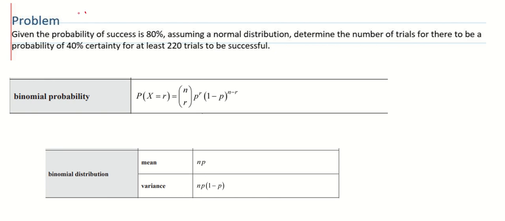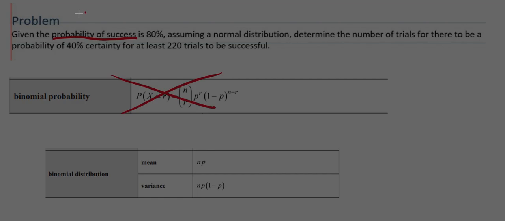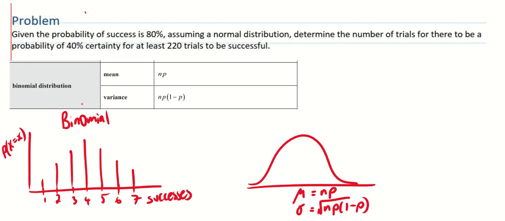So the question is initially a binomial question because it talks about probability of success being 80%. The fact that we have 220 trials means that we're probably not going to use this manual formula unless we're after just 0 or 1 successes. So we can ignore that and think about these other ones. So it looks like a binomial question, but it says assuming a normal distribution.